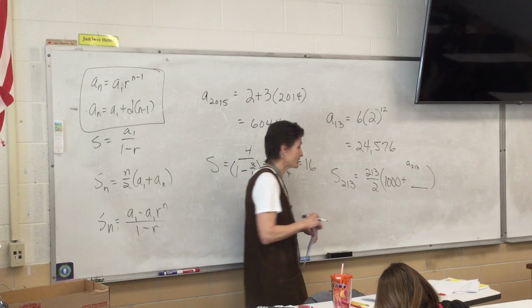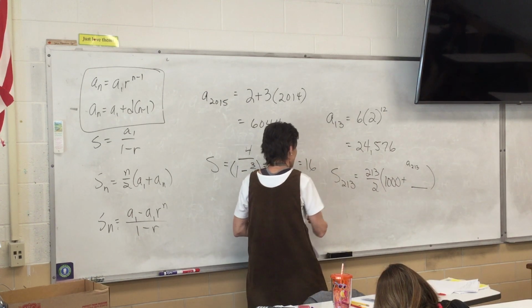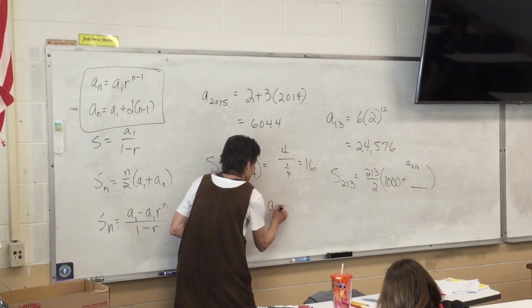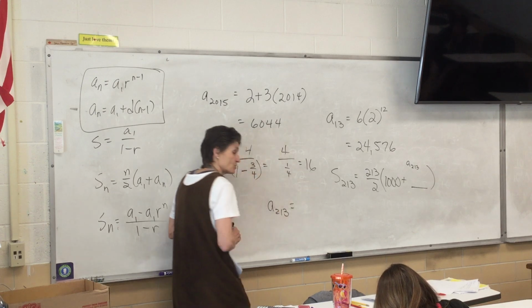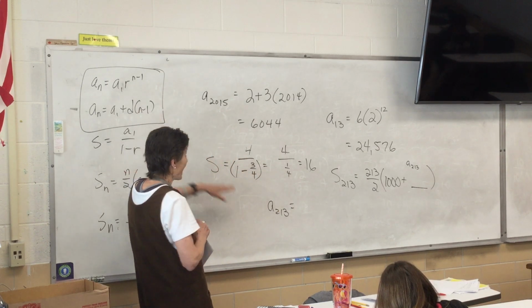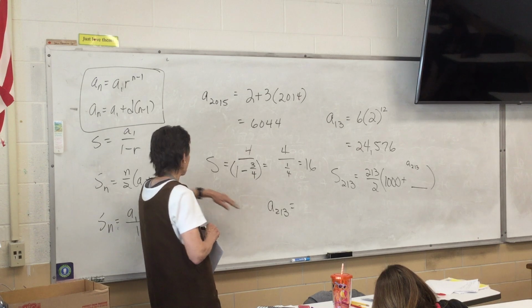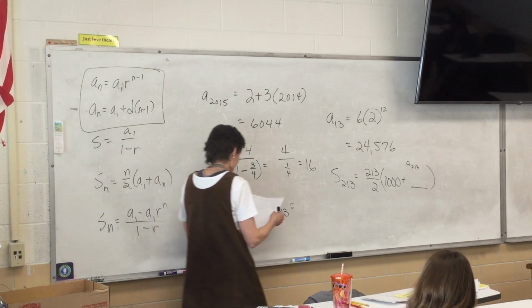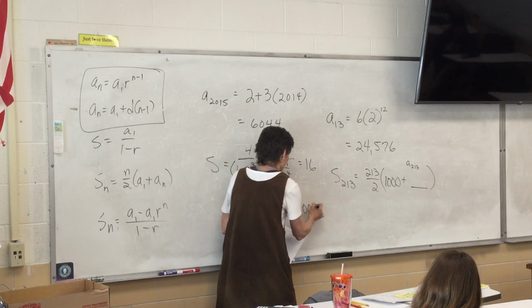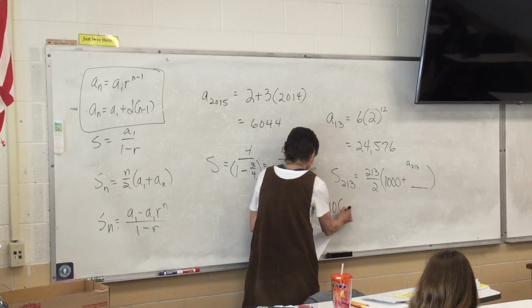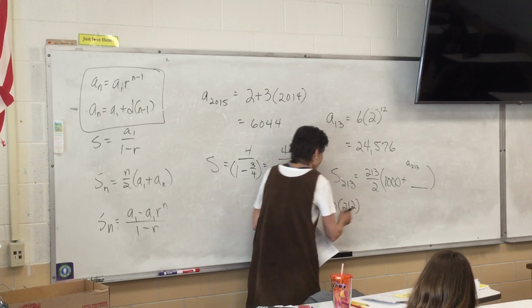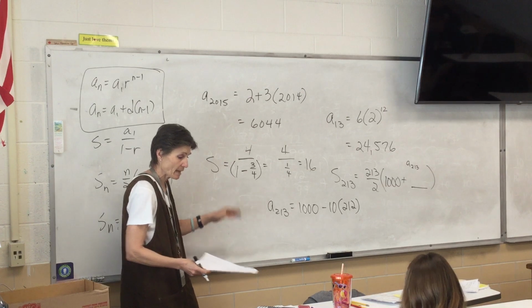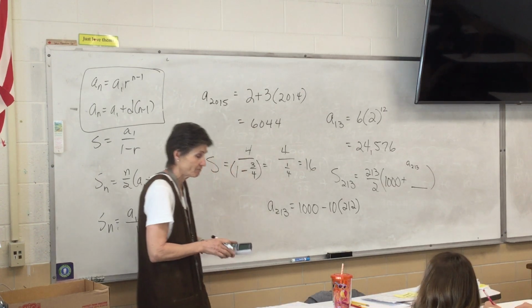So what do I do? I go over and use the other formula. Over to the side somewhere, I'm going to figure out that the 213th term, in other words the last term, is going to be the first term plus the common difference times 212. Now look at that, make sure you are following that.